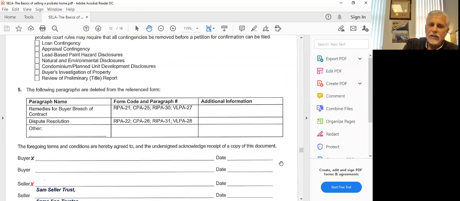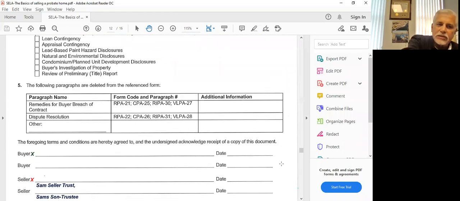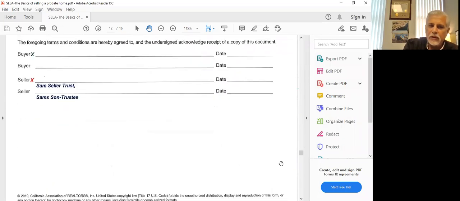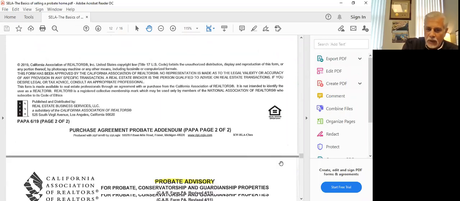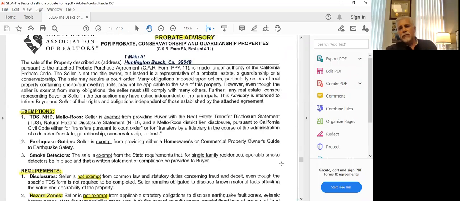Now, once again, the contract, it says here, the RPA paragraphs, anything to do with guarantees or disclosures may not be provided, and that's what this is talking about, which paragraphs are going to be kicked out. On all forms, on all sides, whether you're doing a purchase or a listing, you must provide the probate advisory.